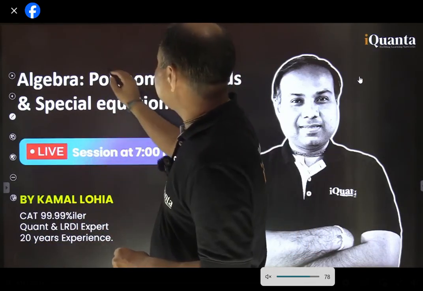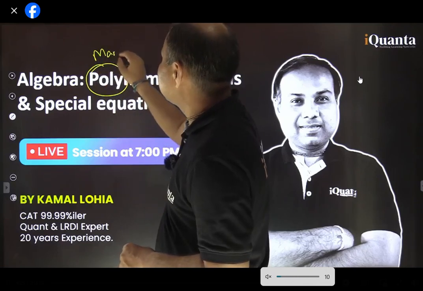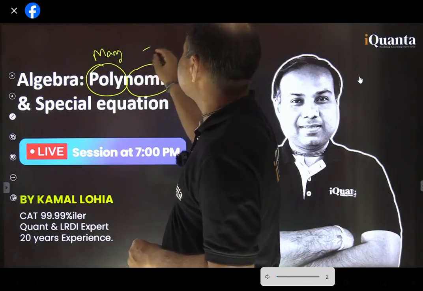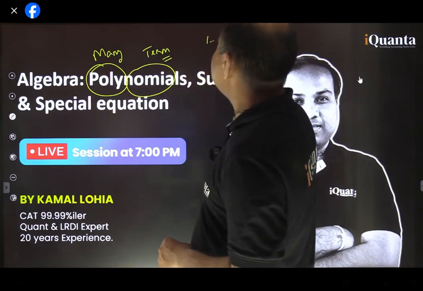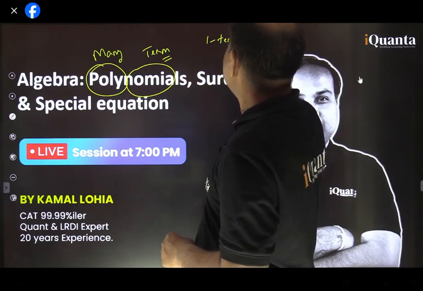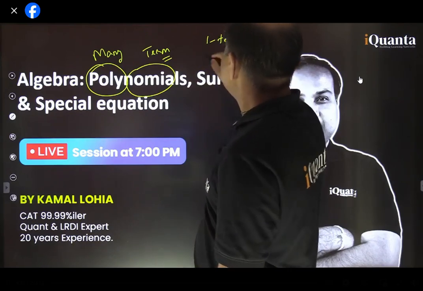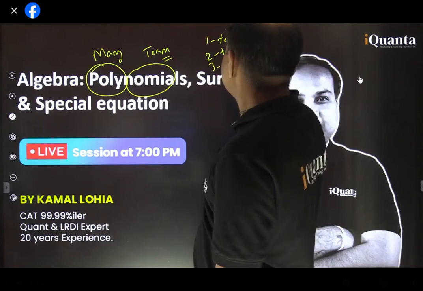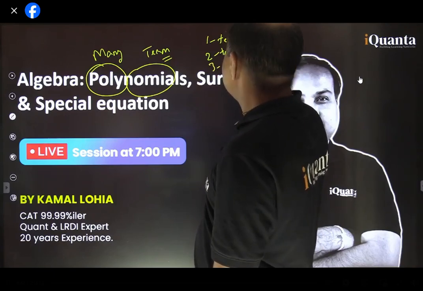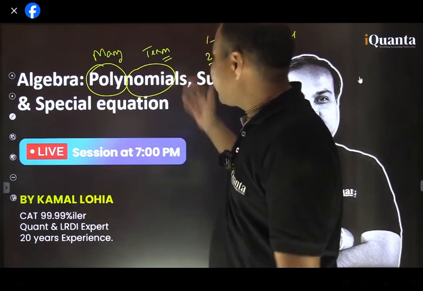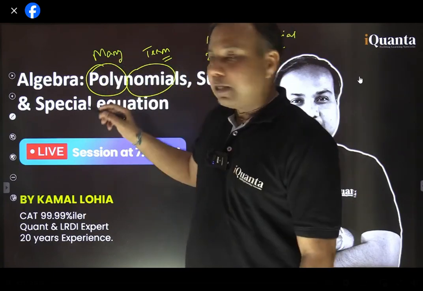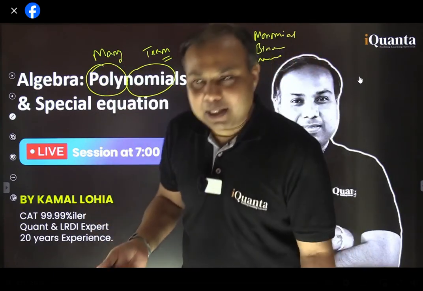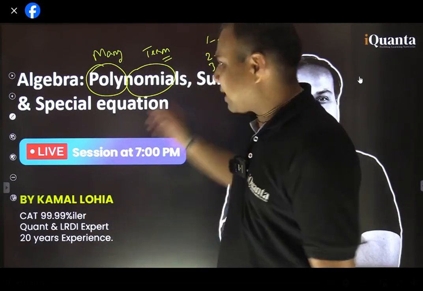See, if you go by the meaning of the word, poly means many, and nomial means term. So if there's only one term, it is called monomial. When there are 2 terms, it is called binomial. When there are 3 terms, it is called trinomial. So like that, in general, there is no limit. When there are many terms, we call it polynomial. So basically, binomial can also be said as a polynomial because it has many terms, 2 terms, like that.